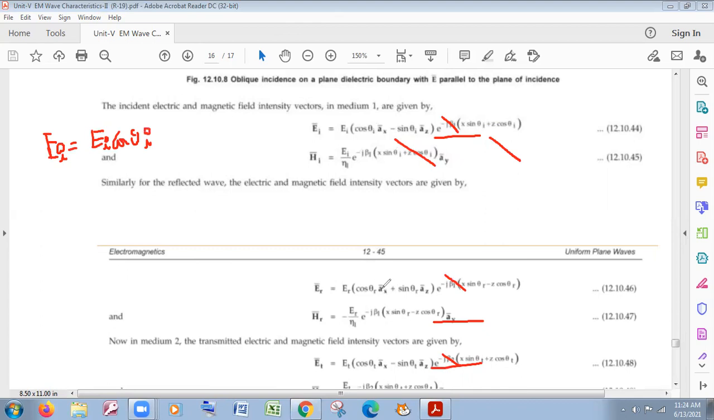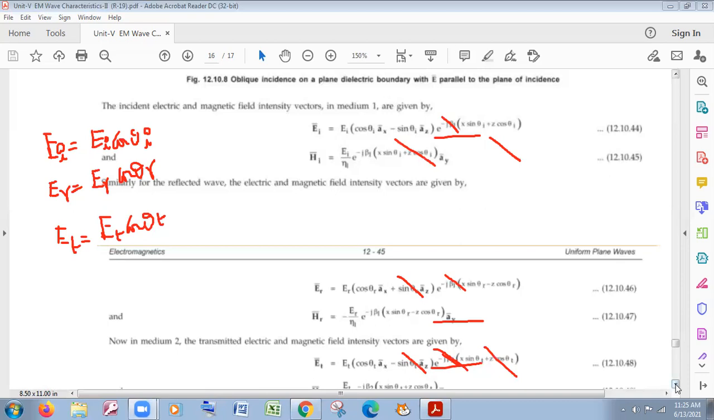And in this, here also the AX bar coefficient, we are eliminating the AZ bar and this exponential and the Z is equal to 0. So ER is equal to ER into cos theta r AX bar coefficient. And ET is equal to, what is the ET is equal to? ET is also, the Z is equal to 0, we are eliminating this one. Now all the exponential values, e power minus j beta 1 x sine theta t, and eliminating the Z component, comparing only the AX bar coefficients, ET into cos theta t.